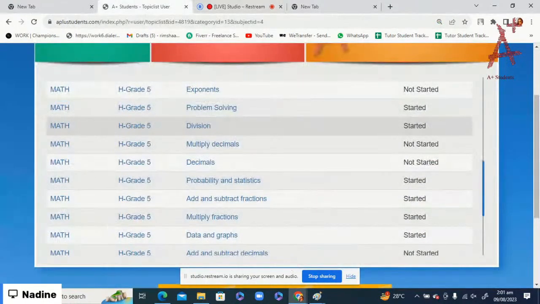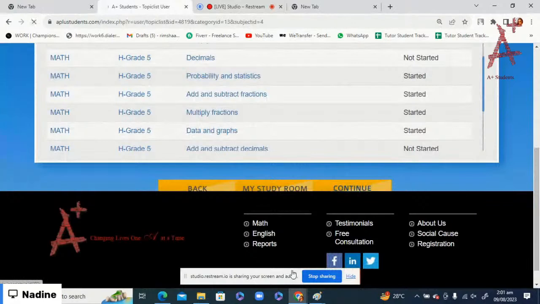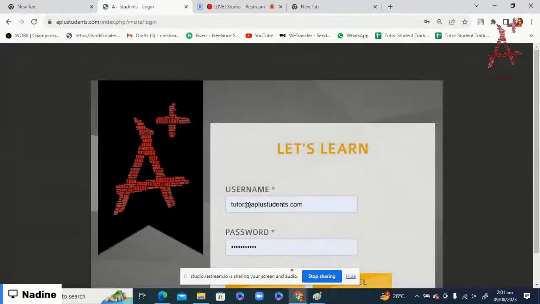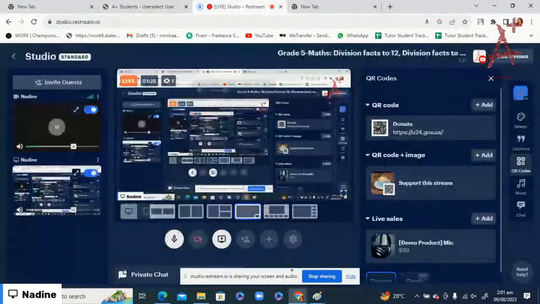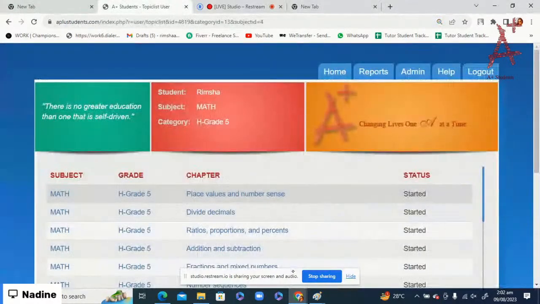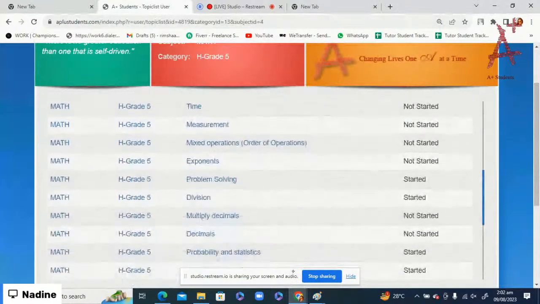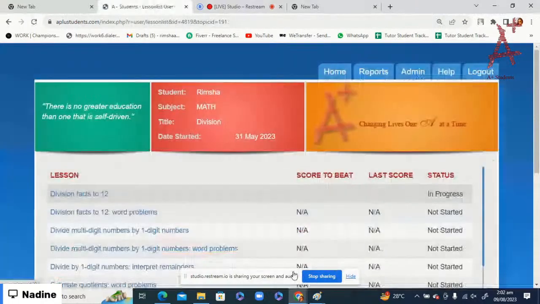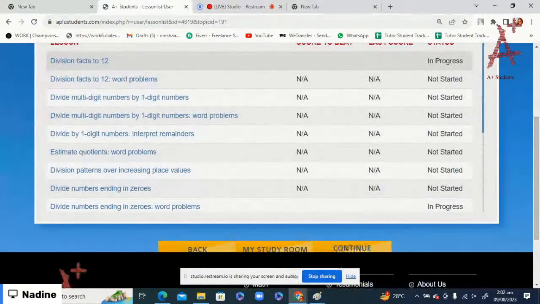So let's start. Here is the division chapter. Let's open the first lesson. Here I'm going to open it. So now I'm going to share my screen. So here is the division chapter, and here is the first lesson, division facts to 12. Okay, let's start.